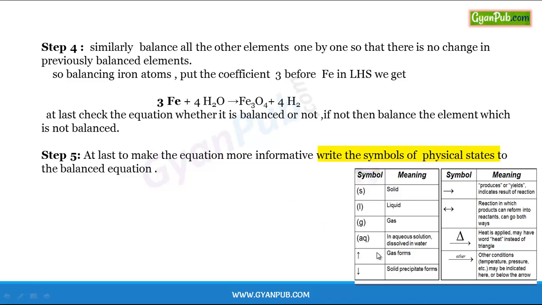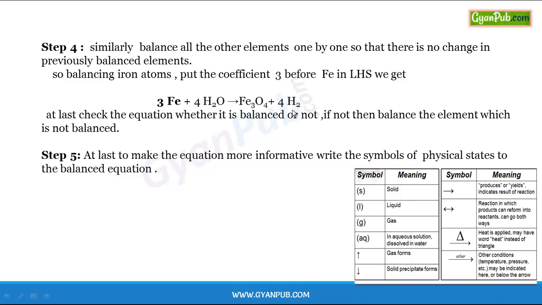And for gases which are evolved, the upward arrow should be used, and for a precipitate which forms, we need to use a downward arrow. And for symbolizing the reaction from reactants to products, we need to use an arrow that points to the right, which means produces or yields. For a reaction in which products can reform into reactants, that is, reactants are used to produce products and products are used to produce the same reactants, we need to use this arrow mark. And if heat is applied on the reactant side, then we need to use the delta symbol on the arrow mark. And if there are any other conditions like temperature, pressure and so on, we should indicate them on the arrow mark and then write the equation.